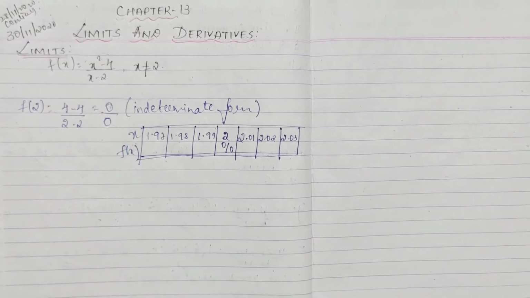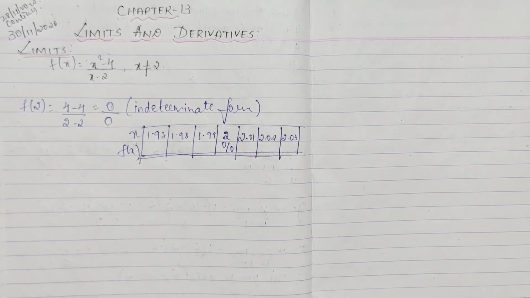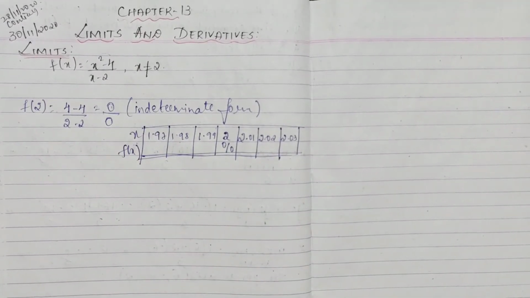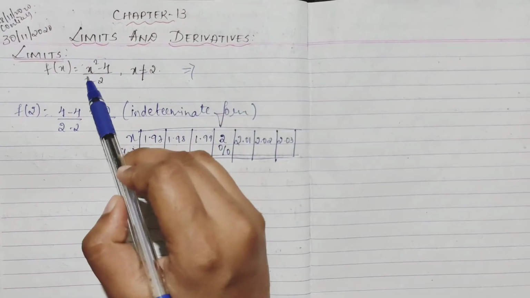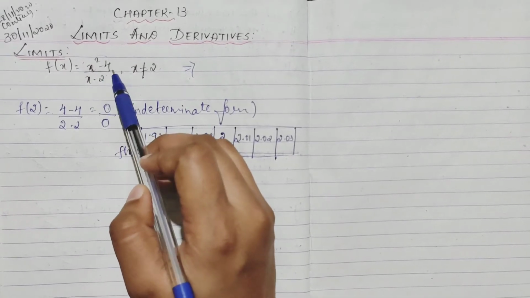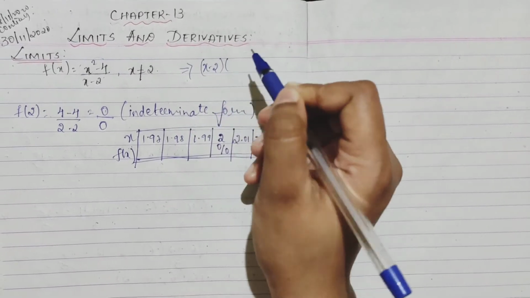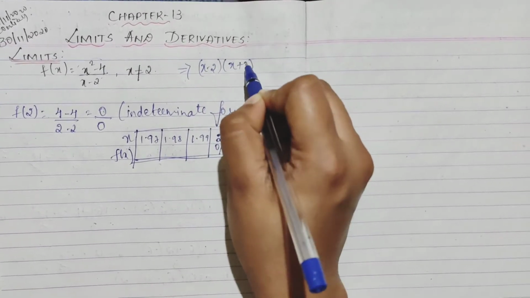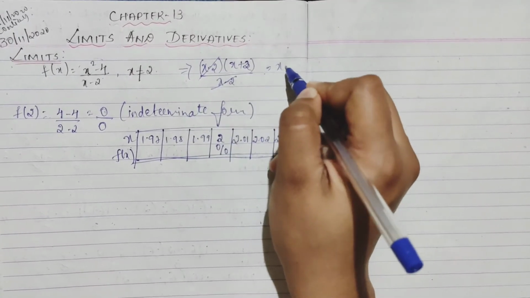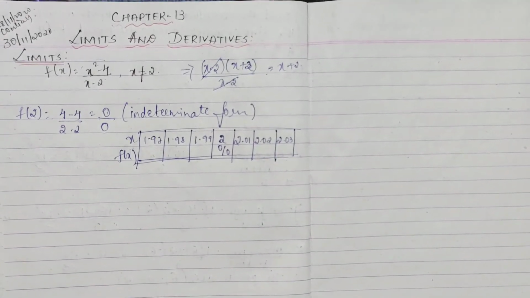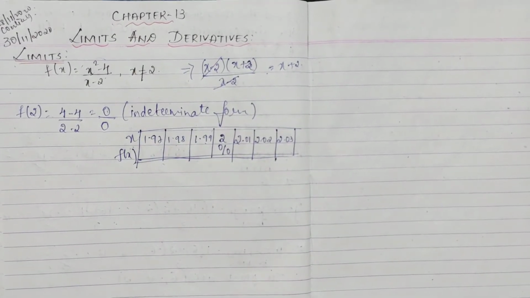So how will we find it? Here it is x square minus 4 by x minus 2. If we put in values and find squares and all, it will be too much, right? So we'll try to simplify it. We can factorize this, right? It is of the form a square minus b square, which is a minus b times a plus b. So here my x minus 2 gets cancelled, and you will get x plus 2. Now I can easily find f of x for each point.